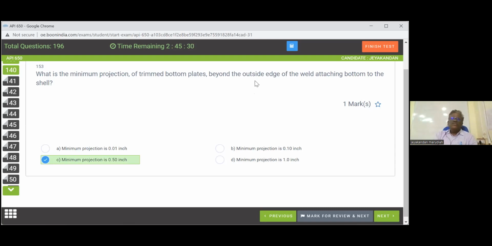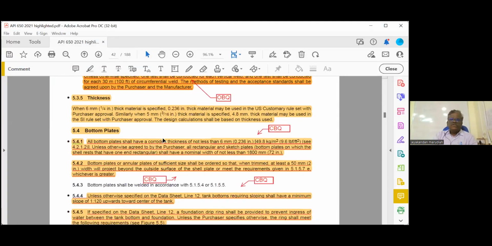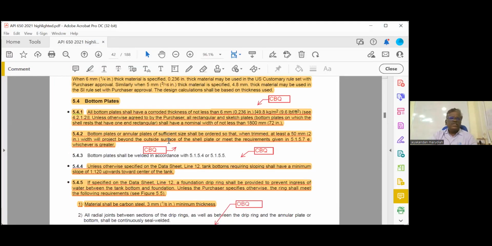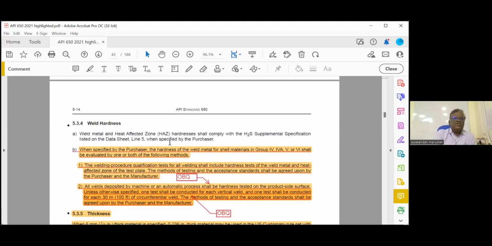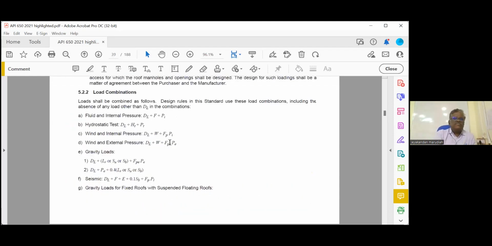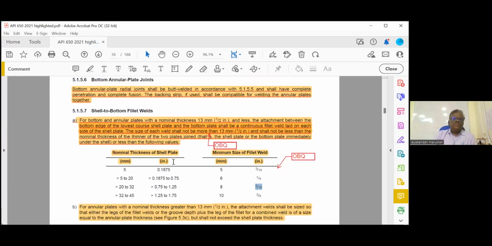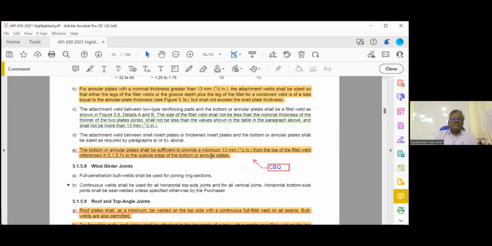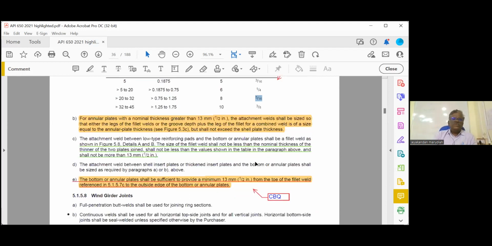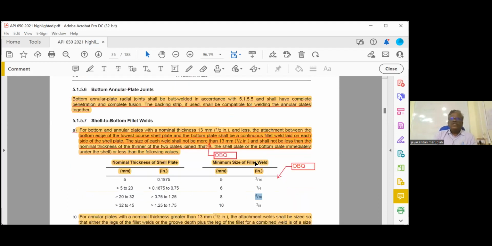So again, where is it given? Next one, 5.1.5.7. Yeah, page number 5-8, it is given. The bottom shall project a minimum of half an inch from the toe of the fillet weld outside, from the bottom plate. 5.1.5.7, page number 5-8.